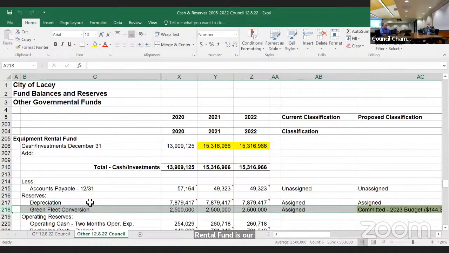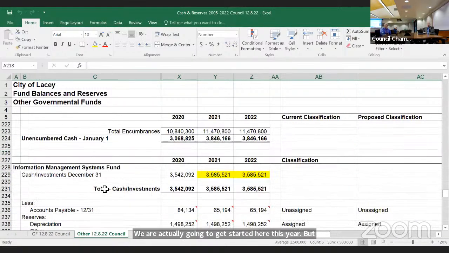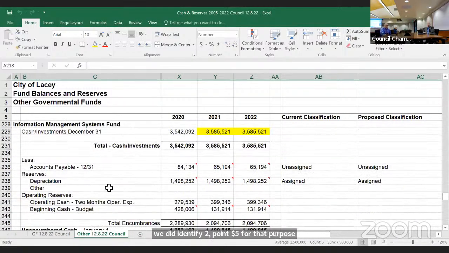Staff has identified $2.5 million and assigned it for green fleet conversion. As you know, Washington State has a mandate to convert vehicles to electric where possible by 2035. We are actually going to get started this year, but we did identify $2.5 million for that purpose. And then information management systems, our computers, our networks, no change there as well.